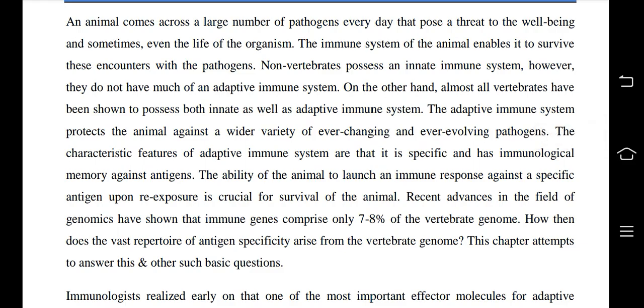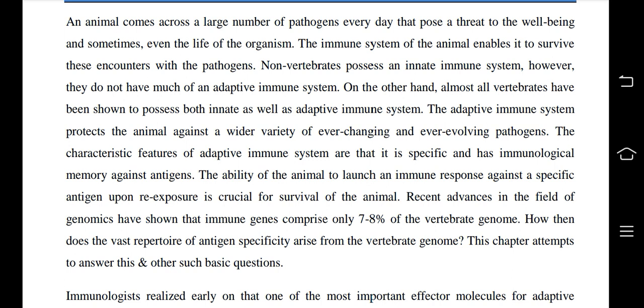An animal comes across a large number of pathogens every day that pose a threat to the well-being and sometimes even the life of the organism. The immune system of the animal enables it to survive these encounters with the pathogens. Non-vertebrates possess an innate immune system; however, they do not have much of an adaptive immune system. On the other hand, almost all vertebrates have been shown to possess both innate as well as adaptive immune systems. The adaptive immune system protects the animal against a wider variety of ever-changing and ever-evolving pathogens.